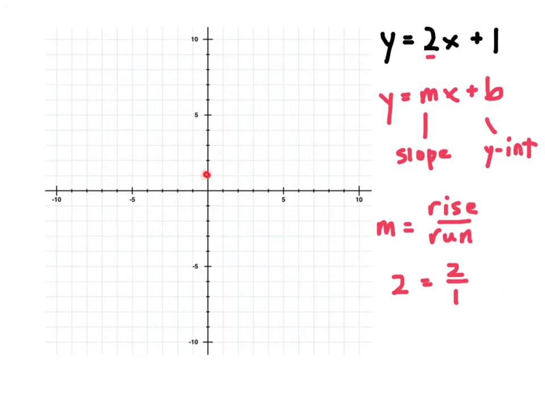I'll start at my y-intercept, I will move up 2 units and 1 unit to the right, and then I'm going to graph another point there. So I'm going to go ahead and plot a point right here at (1, 3). And I can go ahead and do this more times if I want to.